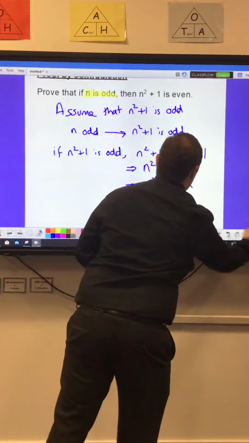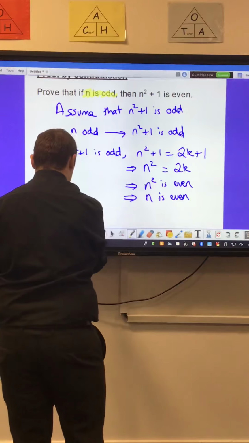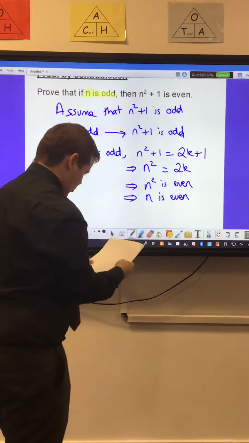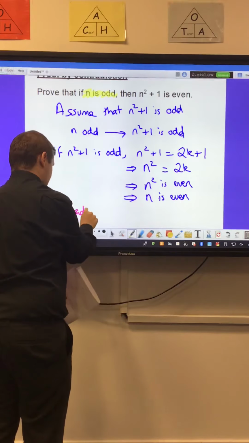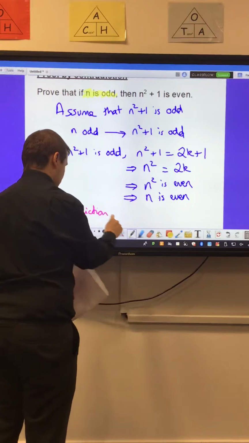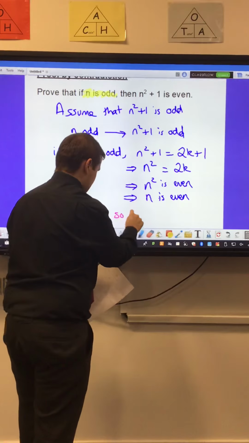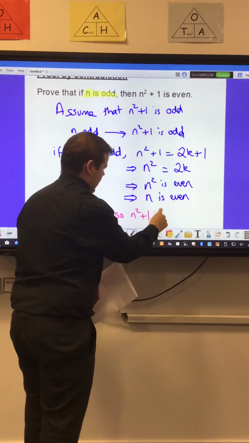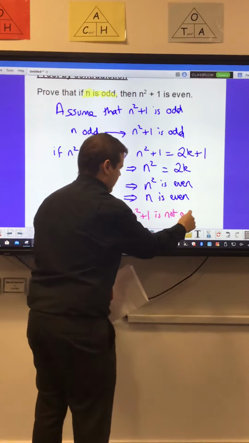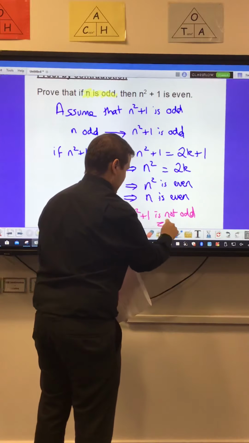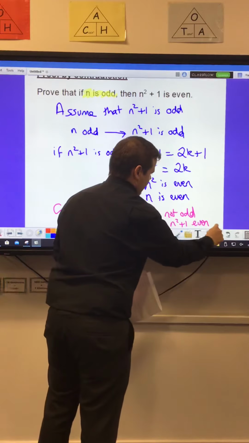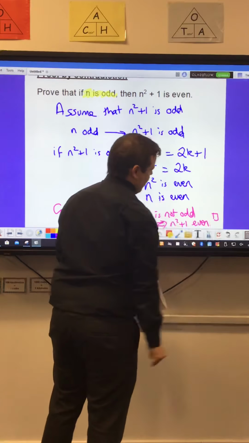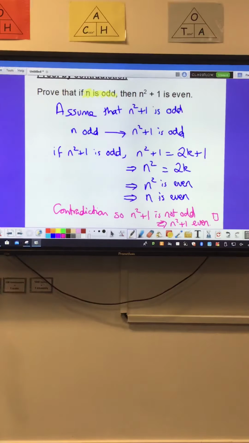So what I'm going to write to finish off, I'll just change the colour, is contradiction. So n squared plus 1 is not odd, which implies that n squared plus 1 is even as required, and you can put a wee box at the end to show that you've completed your proof.